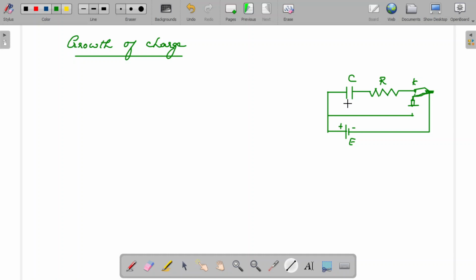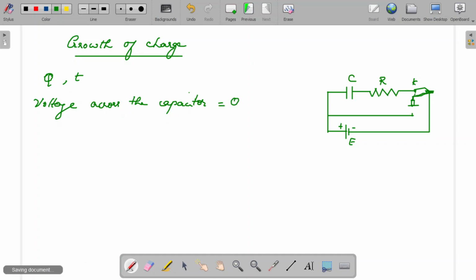Now when current flows through a circuit containing a capacitor, we know that the capacitor charge will increase, or the capacitor will get charged. That is what we have learned. Let Q be the charge of the capacitor at any instant, say t. Now what is the potential difference across the capacitor, or the voltage across the capacitor? You have learned that this is equal to Q by C.